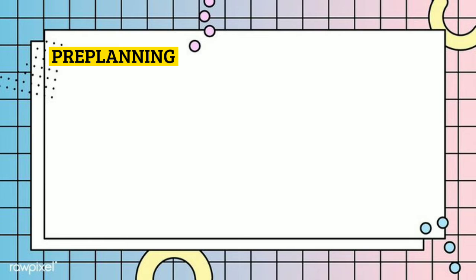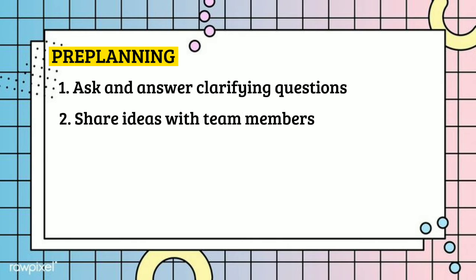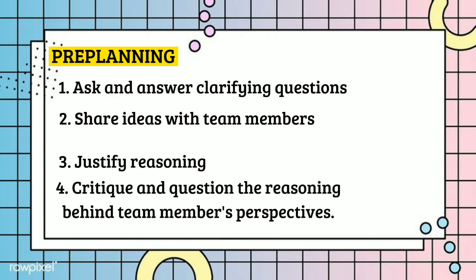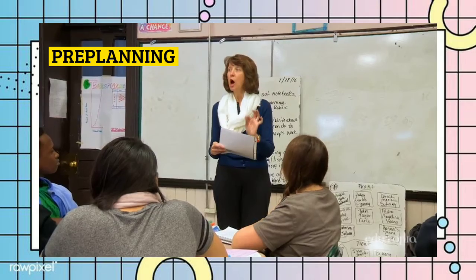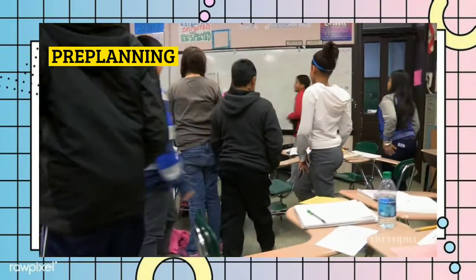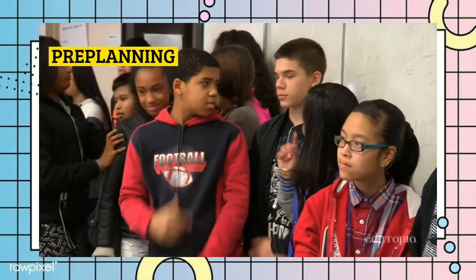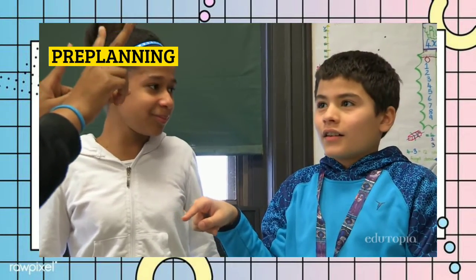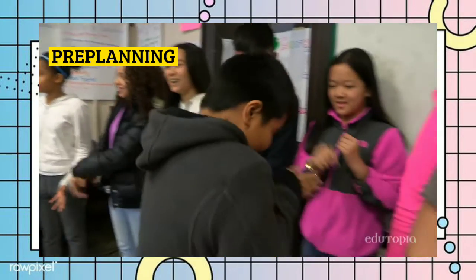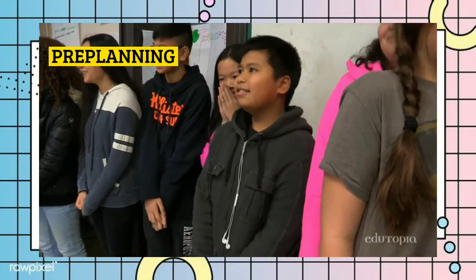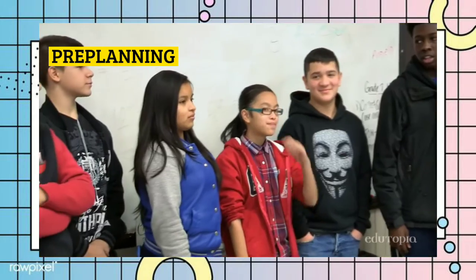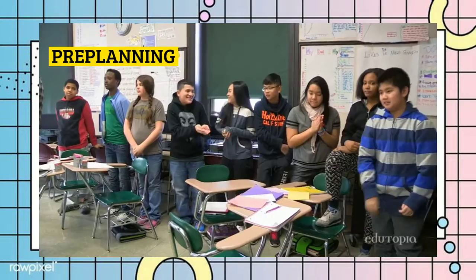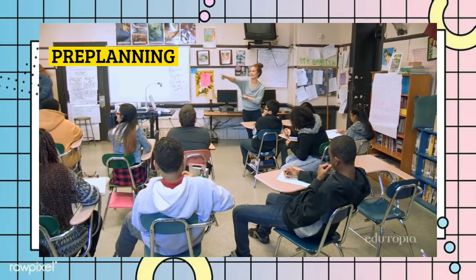You may want students to ask and answer clarifying questions, share ideas with team members, justify reasoning, and critique and question the reasoning behind team members' perspectives. During team tests, for example, I want to see students explaining ideas and strategies to one another, leaning in and looking at each other's work, asking questions, respectfully disagreeing with teammates, and working on the same problems at the same time, so that various suggestions and strategies can be shared and discussed.